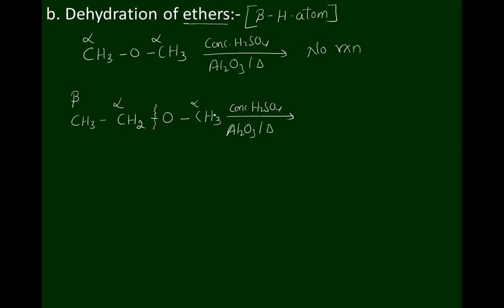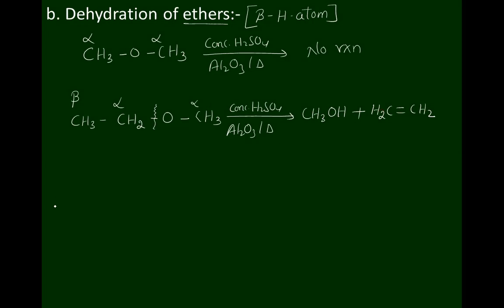First, this molecule gets converted into CH3OH because it does not undergo dehydration, plus this molecule undergoes dehydration. From this carbon atom one hydrogen atom is removed, giving CH2=CH2. We get the answer. Note it down.